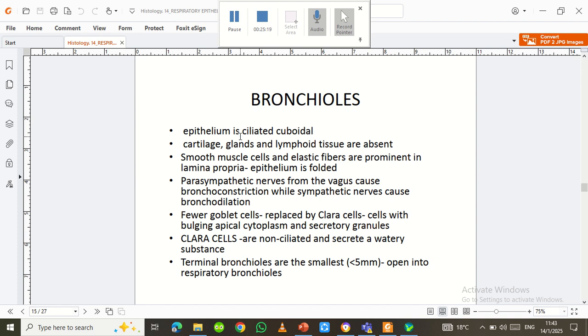So you're going to have absence of the cartilage, absence of the glands, absence of the lymphoid tissue. I mentioned this, right? Smooth muscle cells and elastic fibers are going to be more prominent as we are going down in the lamina propria. And the epithelia is going to be even more folded than the trachea and the bronchi. Why? Because we no longer have the hyaline cartilage, right? So the smooth muscle is going to cause the folding of the epithelia.